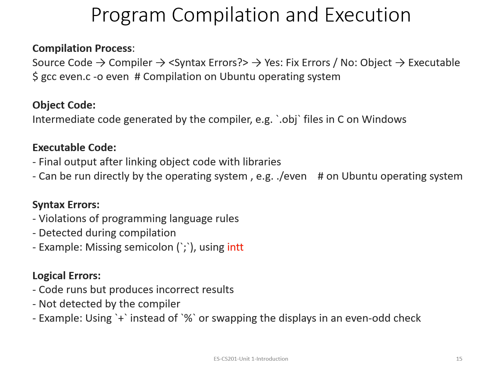Executable code. Final output after linking object code with libraries, for example, even following the above compilation. Can be run directly by the operating system, for example, ./even on Ubuntu operating system. Errors can appear during the program compilation and execution: syntax errors during compilation and logical errors during execution.